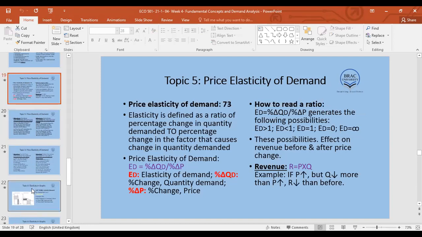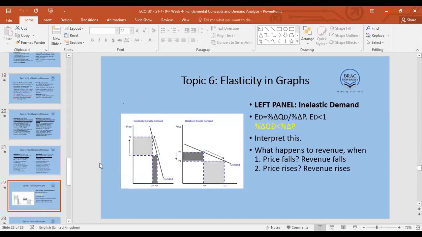So let's look at this graph. Now we can look at the graph and it will become very easy. Look, this is inelastic demand on the left. This is elastic demand on the right. So what do we mean by inelastic? It is not responding to price change. What do we mean by elastic demand? It is responding to price change.